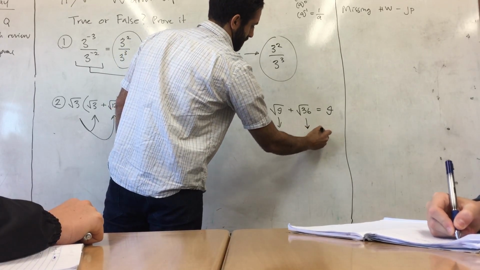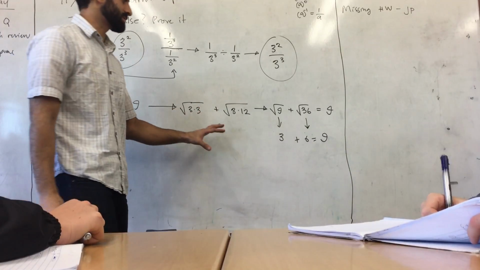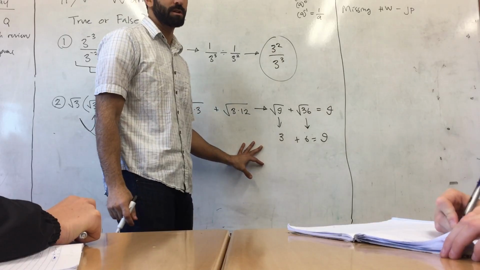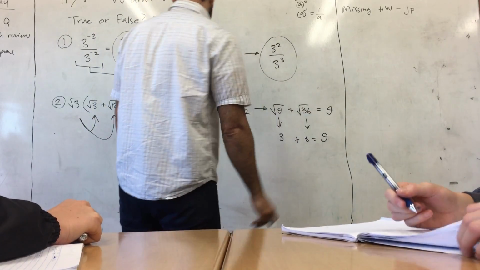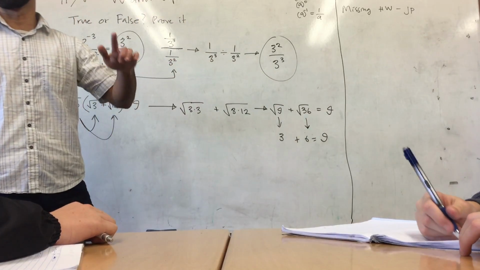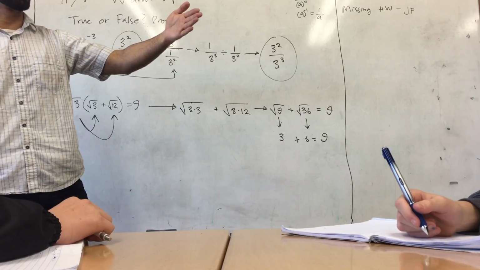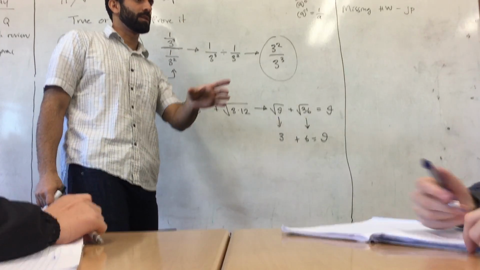Equals 9. So was it true? Yes. Okay, really quick, this is somewhat a trick question. Because the square root of 9 and the square root of 36, alright? What's the square root of 36? Somebody? Just 6? So 6 times itself, 6 times 6, is 36, right?